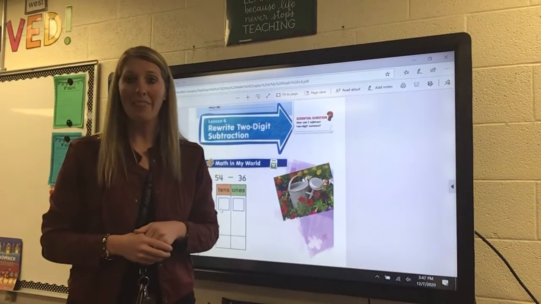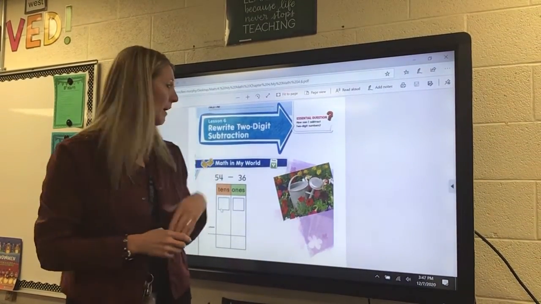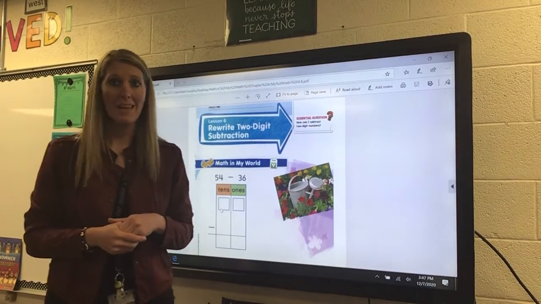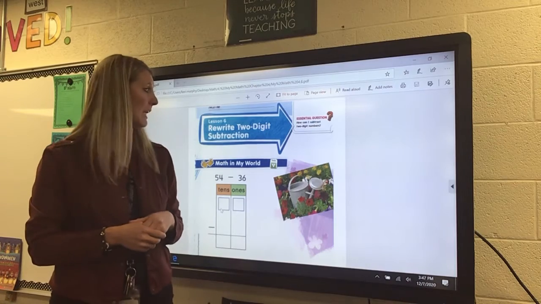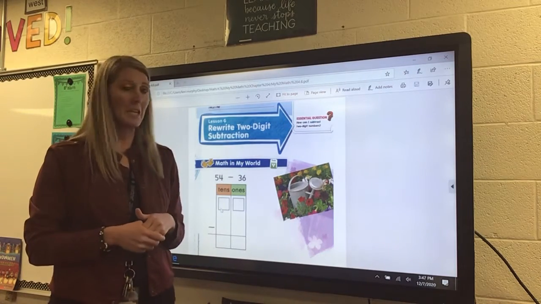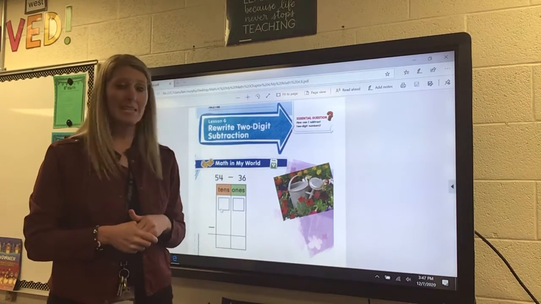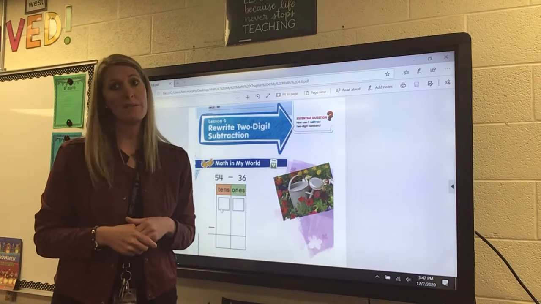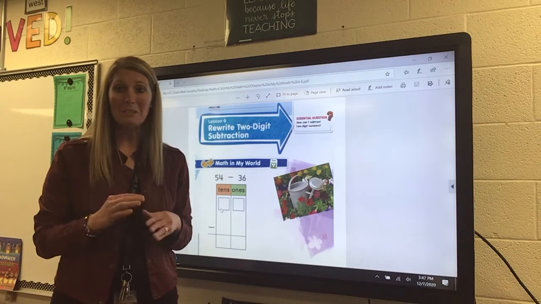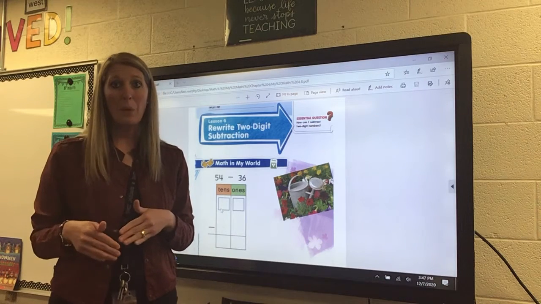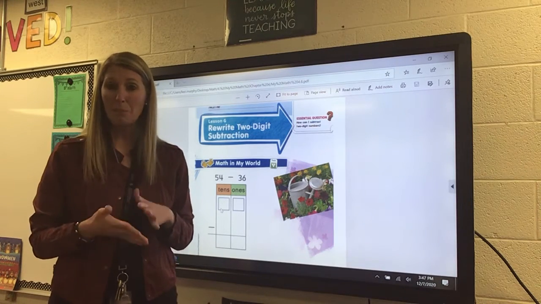Graders, this is our math lesson for today. We are on lesson number 6. It is called Rewrite Two-Digit Subtraction. And our essential question is, how can I subtract two-digit numbers? Now you guys have been working for about a week or a little bit more on subtracting two-digit numbers with regrouping, or another name is borrowing.